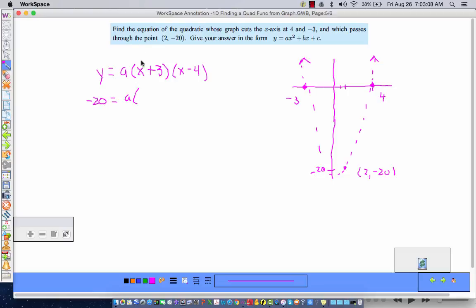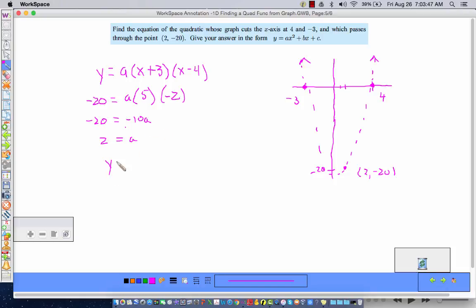So x is 2, 2 plus 3 is 5, 5 minus 4 is 1, so I have 5a equals negative 20. A is equal to, wait a second, I've done something wrong. What did I do? Why did I put 4 there? I'm an idiot. Okay, sorry. This is 5 times negative 2. So negative 20 equals negative 10a, and a is equal to 2. But I caught myself because I saw I was going to get a negative, and I knew that it had to open upwards, so that makes sense.